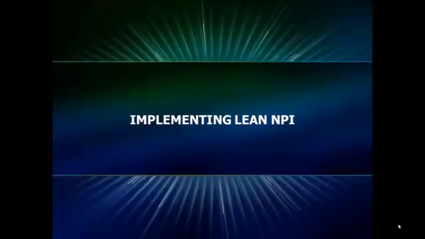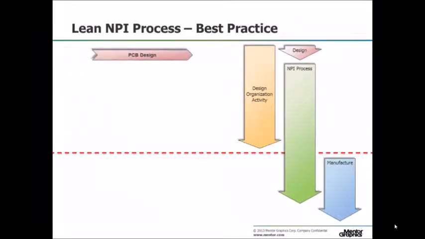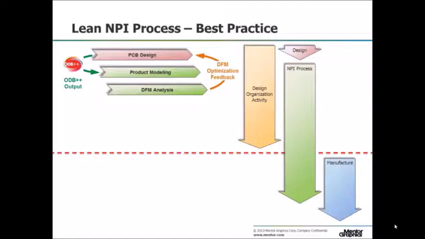Implement Lean NPI. Let's look at our best practice Lean NPI process and break it down into steps. Firstly, we design our PCB using our design layout tool, and we output ODB++ data and enter the product modeling stage of the NPI process. Here we define exactly what is going to be manufactured. We then can run DFM analysis and use the DFM feedback to modify our design in order to correct any problems that we find during DFM analysis.